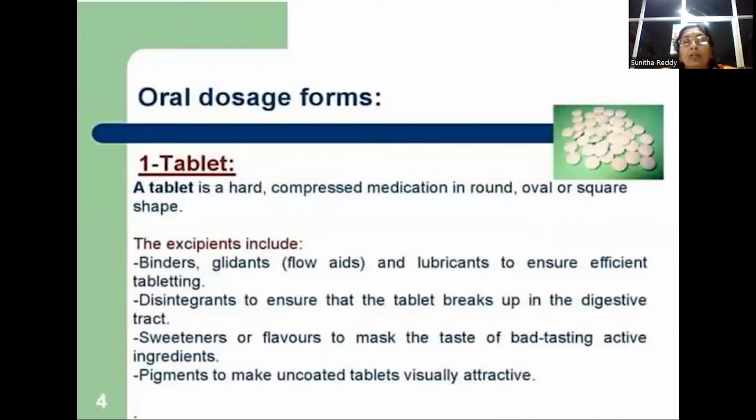Tablets are a hard dosage form, and this is the most promising dosage form. They are round, oval or square in shape, and different excipients are used in these tablets, like a binder, glidant, disintegrating agent, sweetener, flavor, and pigment. Binders are required to make the tablet's structure, and glidants are required to flow the fluid from the hopper to the die for compression. Disintegrating agents are required to break the tablet once it is taken, sweeteners and flavors to mask the taste, and pigments to make uncoated tablets visually attractive.